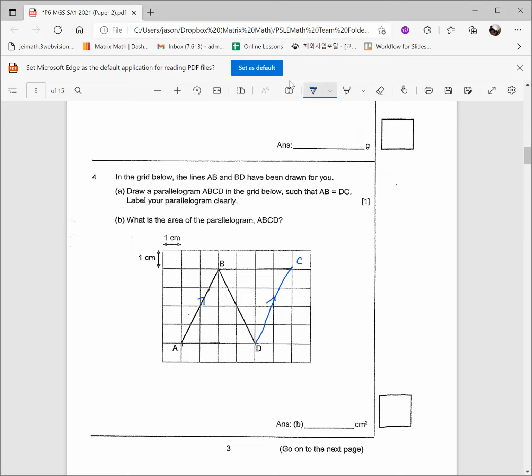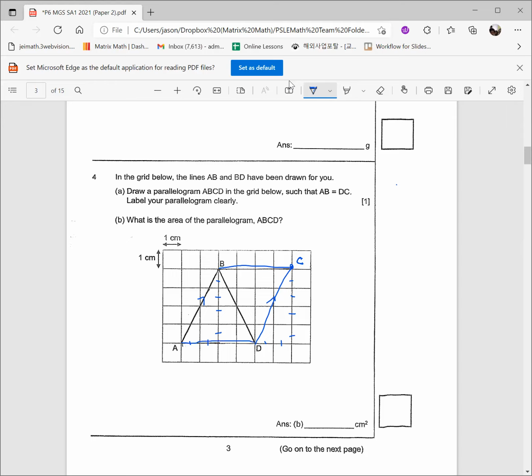So this is C. If I draw a straight line, this will be parallel to this. How do I know it's parallel? I just count out 1, 2 to the right, 1, 2 to the right. Then B is 1, 2, 3, 4 up. So 1, 2, 3, 4 up. So I put a C here, a dot here, draw a line. Got it? So this is how I get the parallelogram.